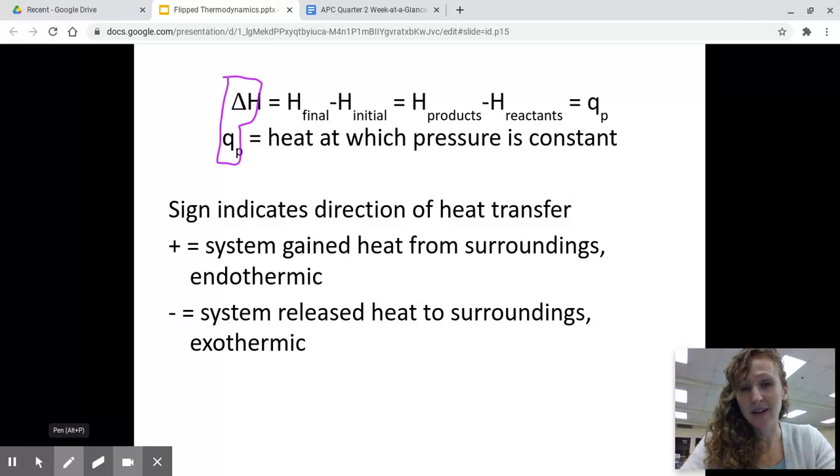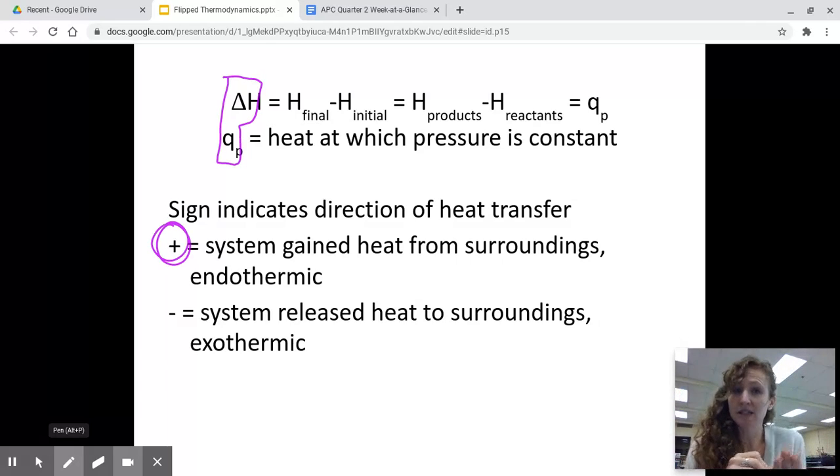And then again, like we talked about on the last video, the sign is going to indicate the direction that heat is transferring. So again, always come back to this idea of from the perspective of the system. So if enthalpy is positive, that means the system is gaining enthalpy. The heat is being transferred from surroundings to the system. If you are holding the system in your hand, you are the surroundings. So that would mean that heat is transferring out of your hand into the system. If heat is leaving your hand, that's going to feel cold.